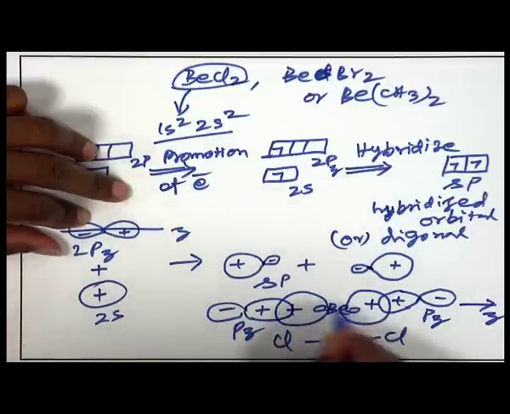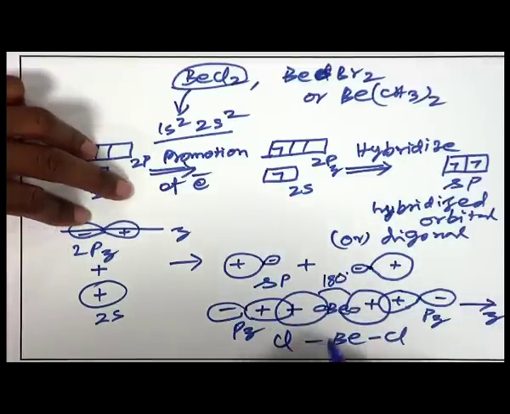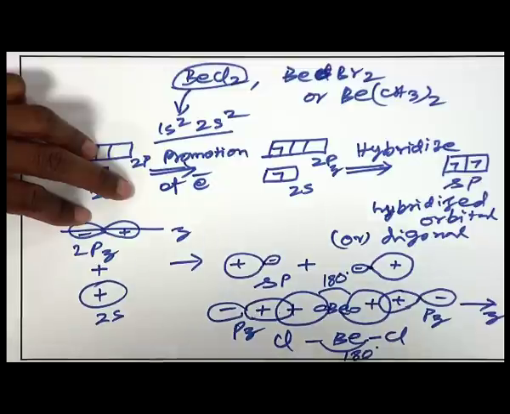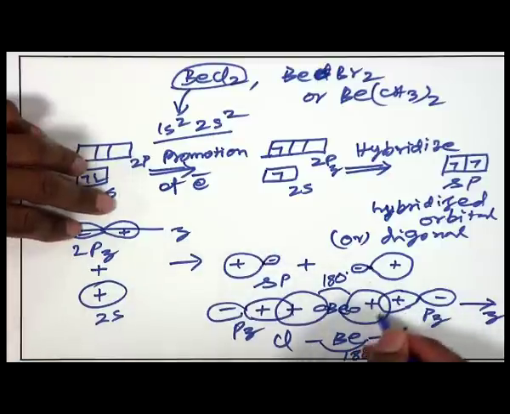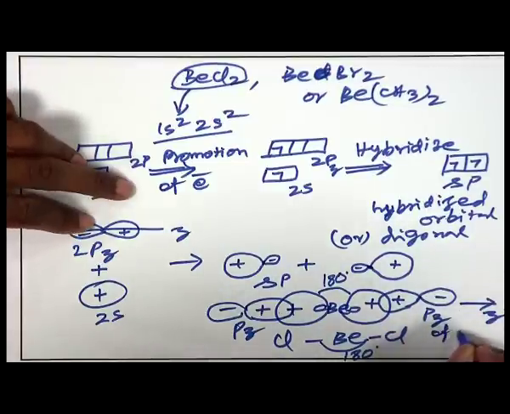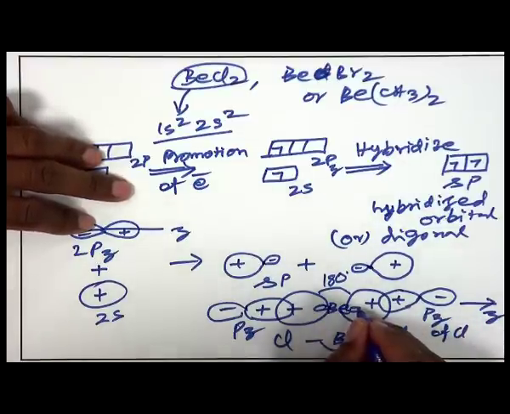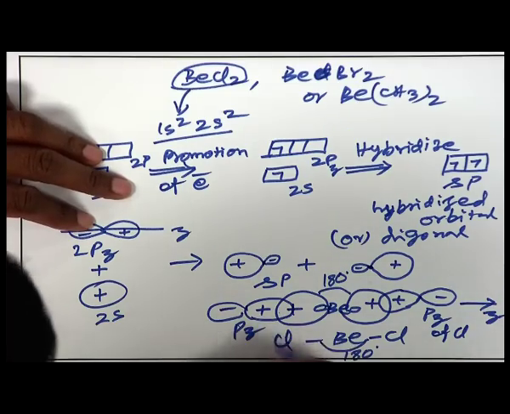So, the angle between them is 180 degrees, projected opposite each other. Each contains one electron, which is ready for bond formation with another atom having one unpaired electron. This one is the pz orbital of chlorine, which contains one electron and can combine with this sp hybridized orbital to form a covalent bond, a sigma bond, between the beryllium atom and the chlorine atom. Similarly, in this direction also.